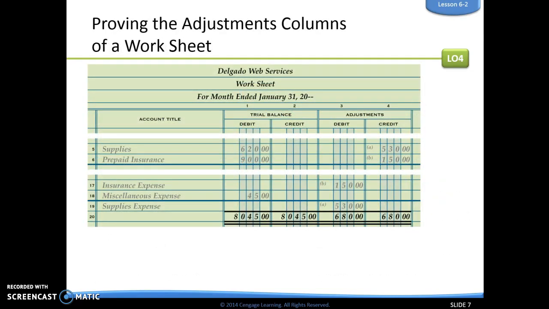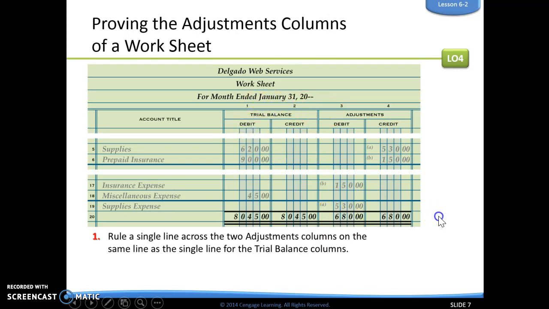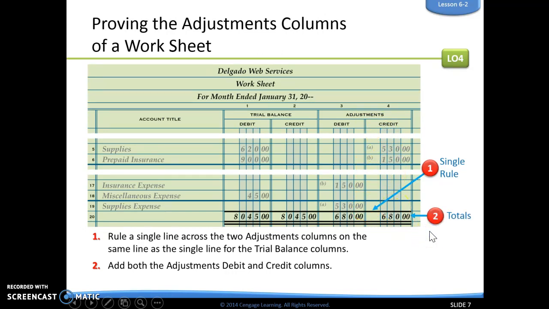Now we're going to prove the adjustment columns just like we did with our trial balance. So we're going to single line rule. That single line rule means that we're going to add up our debit column of our adjustments and our credit column of our adjustments. We're going to write in those totals. When we see that our debit equals our credit, we then are going to put a double line rule across showing that those are equal.